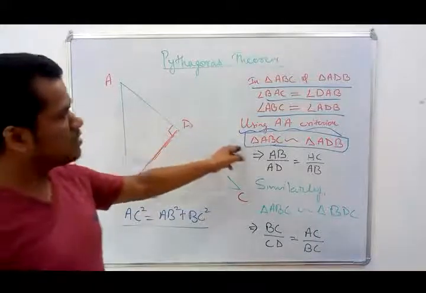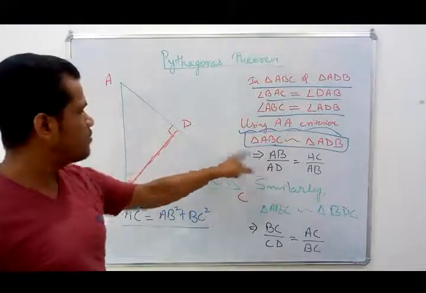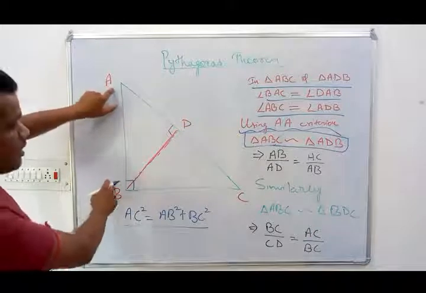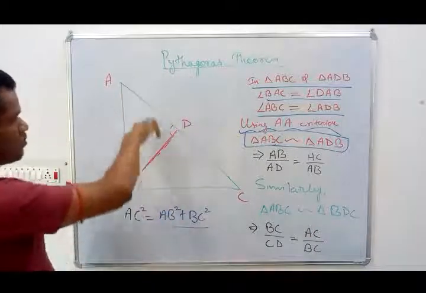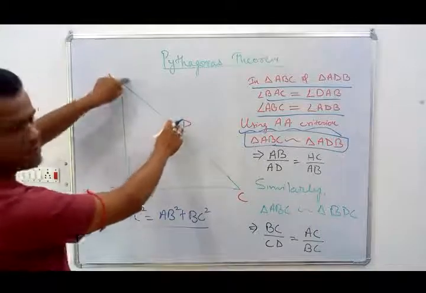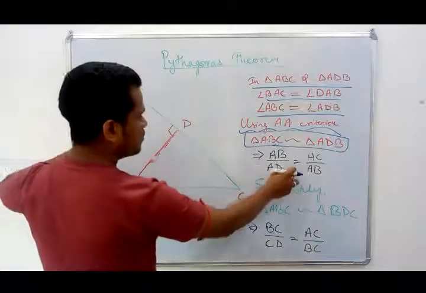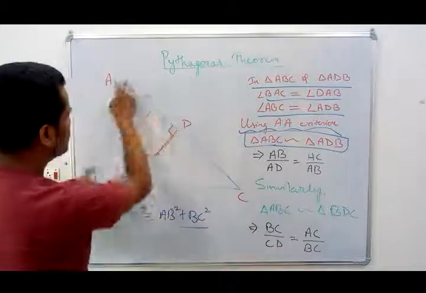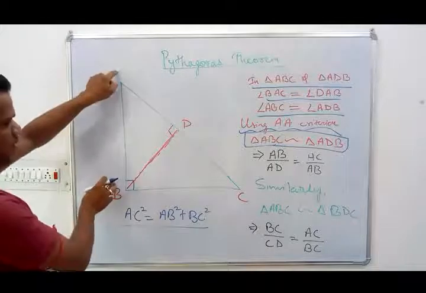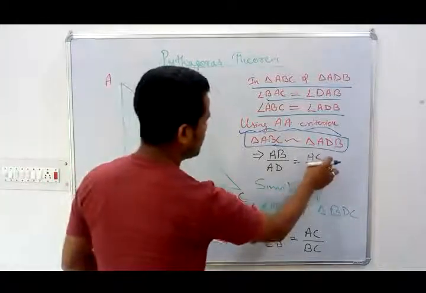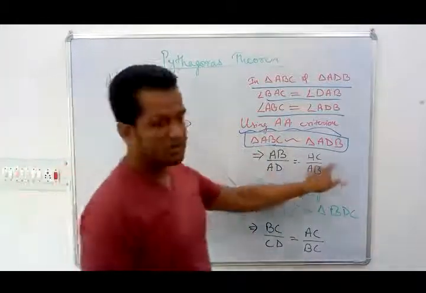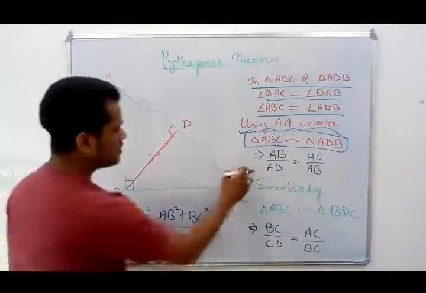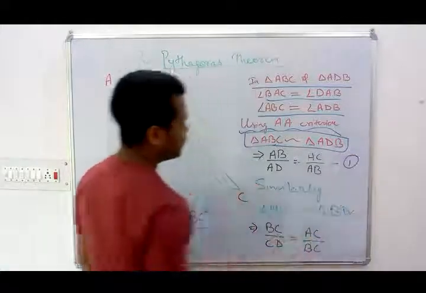Now if these two triangles are similar, AB from the larger triangle, which is one of its sides, corresponds to AD of the smaller triangle. So AB by AD is equal to the hypotenuse of the larger triangle, AC, by the hypotenuse of the smaller triangle, AB. So this is AC by AB. Here we have written AB and AC of the larger triangle and the corresponding sides of the smaller triangle. This is equation 1.